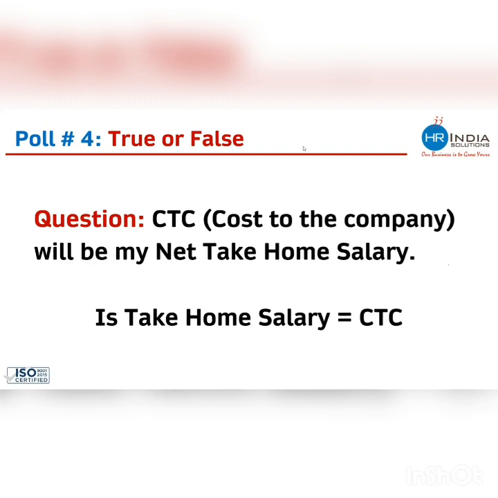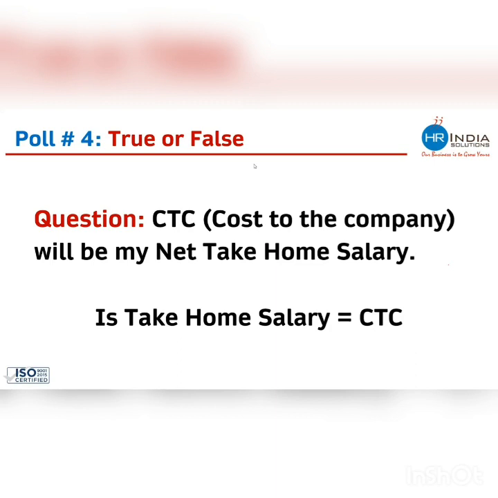I'll stop the voting at 80%. I've got 63, 65, 68. Okay. All right, we've reached 80%. So 83% are saying it's false and only 17% are saying it's true. So yes, guys, the correct answer is that the statement is false, right? The net take home salary can never be equal to CTC, because CTC includes the employer's contribution. CTC is the combination of gross salary plus employer's contribution, while net take home salary we get when we deduct the employee's contribution from the gross salary, right?